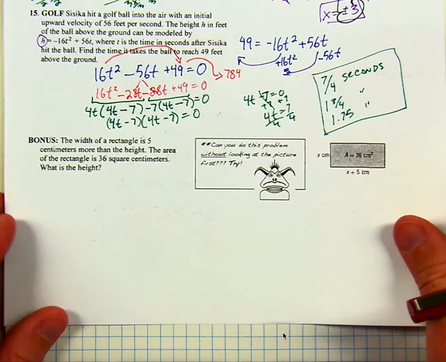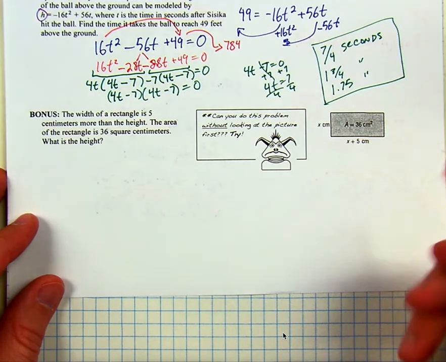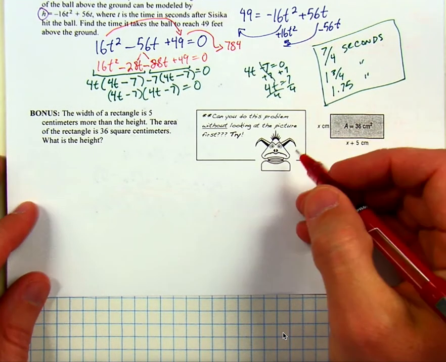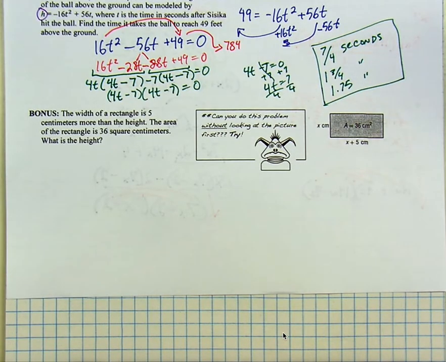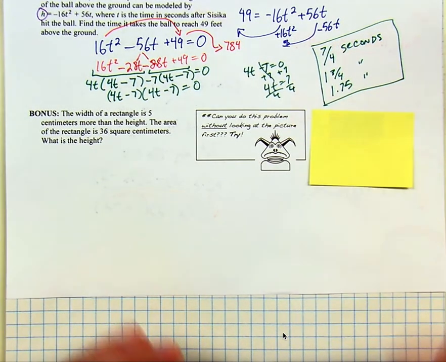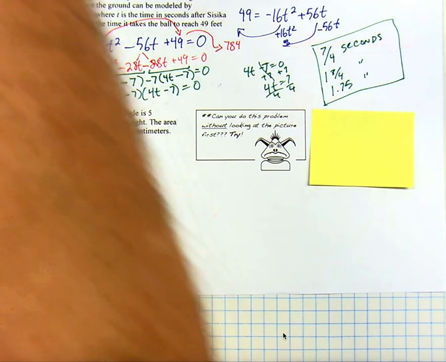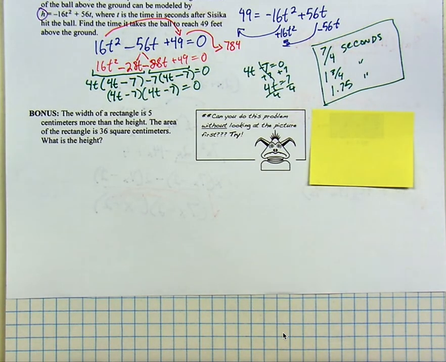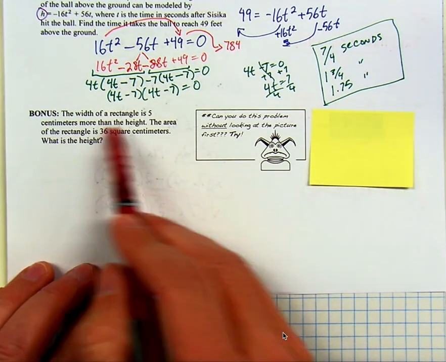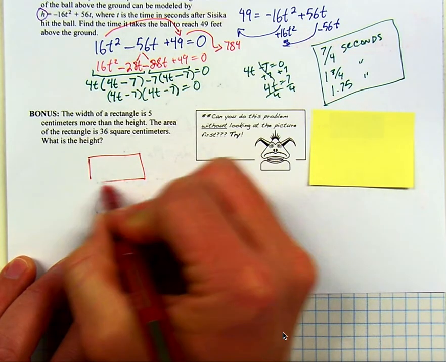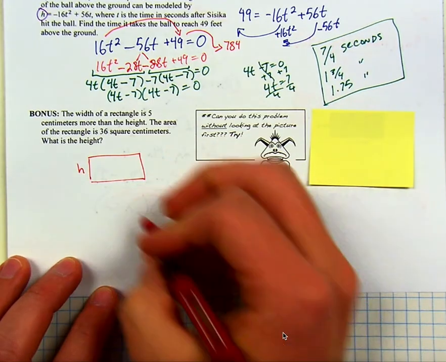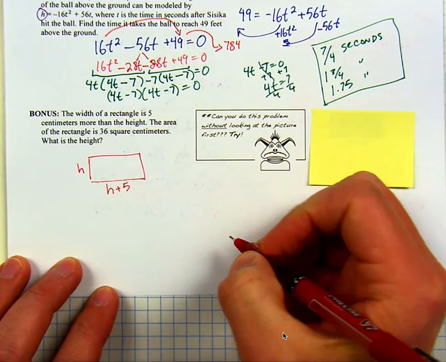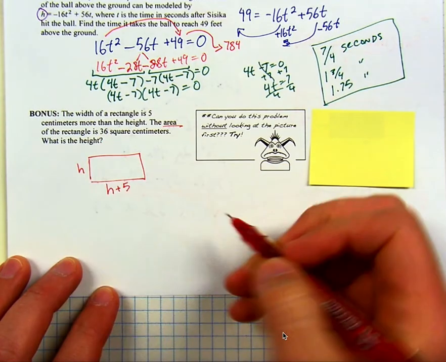Possibly. For this bonus problem, I put this little note with this weird looking little Star Wars character. Can you do this without looking at that picture? Could we do this even if I didn't give you a picture? Well, could you have drawn that picture just by reading the information? I think so. The width of a rectangle, okay, rectangle. The width is 5 more than the height. Okay, so let's call this the height, and then the width is 5 more than that. The area is 36.